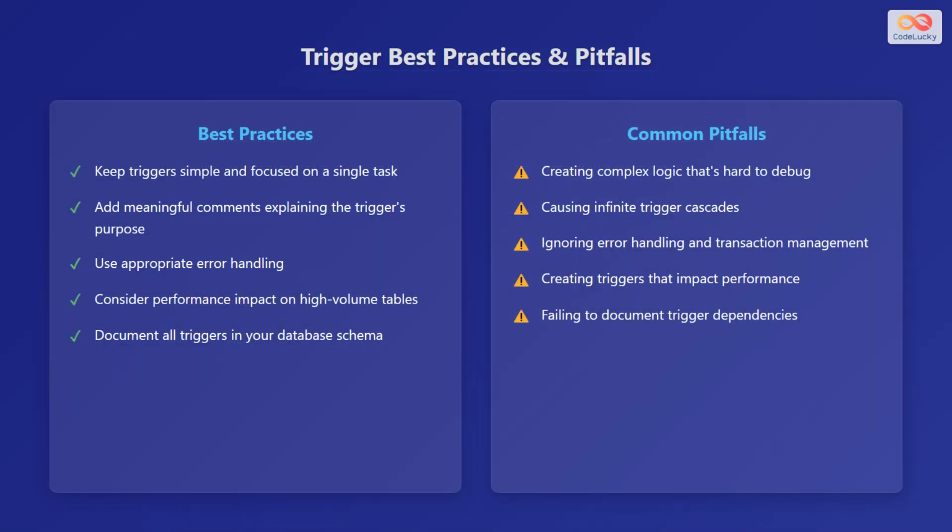Some of the best practices for working with triggers include keeping triggers simple and focused on a single task, adding meaningful comments explaining the trigger's purpose, using appropriate error handling, considering the performance impact on high-volume tables, and documenting all triggers in your database schema. On the other hand, common pitfalls to avoid include creating complex logic that's hard to debug, causing infinite trigger cascades, ignoring error handling and transaction management, creating triggers that negatively impact performance, and failing to document trigger dependencies.